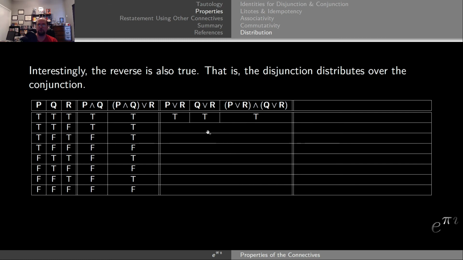If P and Q are both true, that makes both of these disjunctions true, which makes the conjunction true. If R is true, both disjunctions are true, making the conjunction true. However, if Q is false and R is false, that'll make Q disjunction R false, making the conjunction false. If R is true, then both of these columns will be true, making the conjunction true.